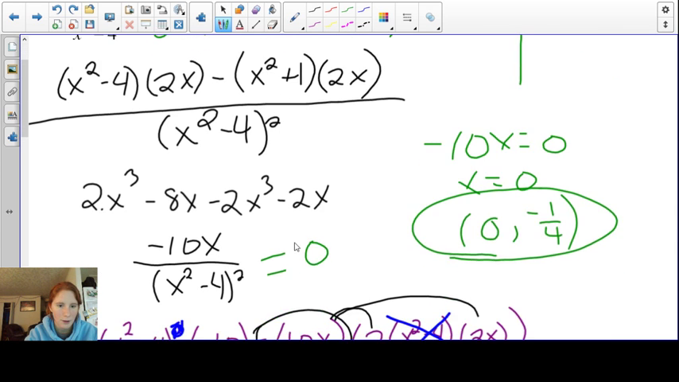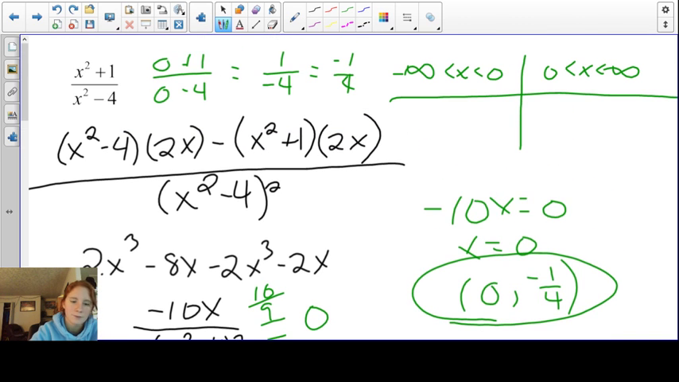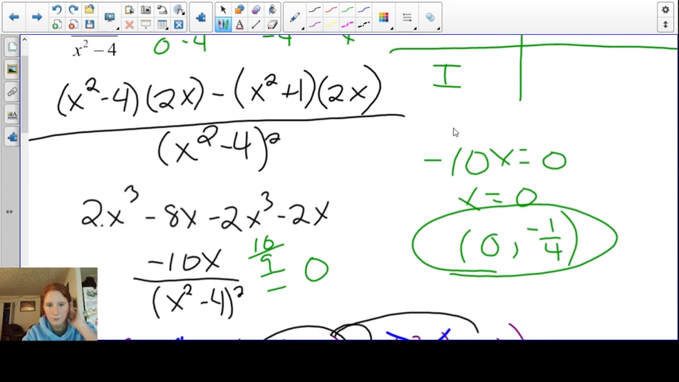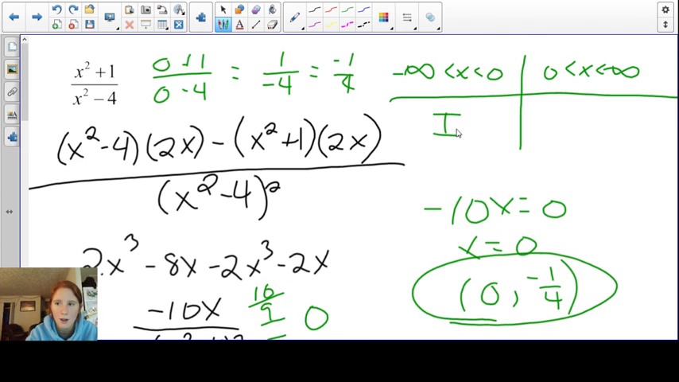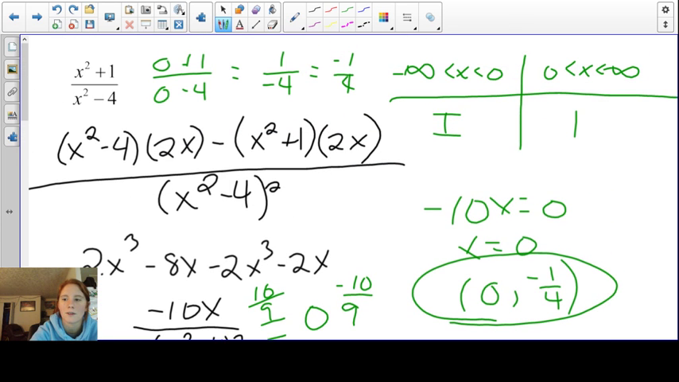So I'm plugging in negative 1. I get 10 over, that would give me negative 3, which is turned into 9, which gives me a positive number. So if it's positive, I'm increasing. If I plug in a value larger than 0, so say I plug in 1, I get negative 10 over 9, which would give me negative, which means that my function would be decreasing.